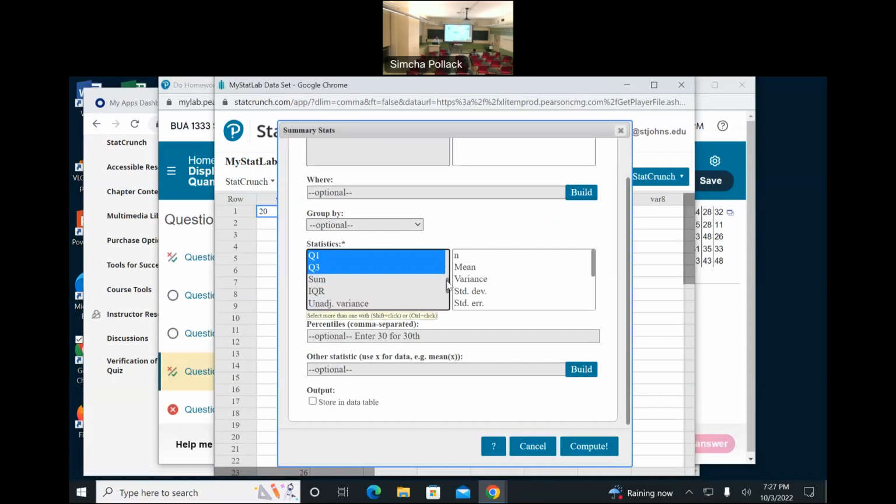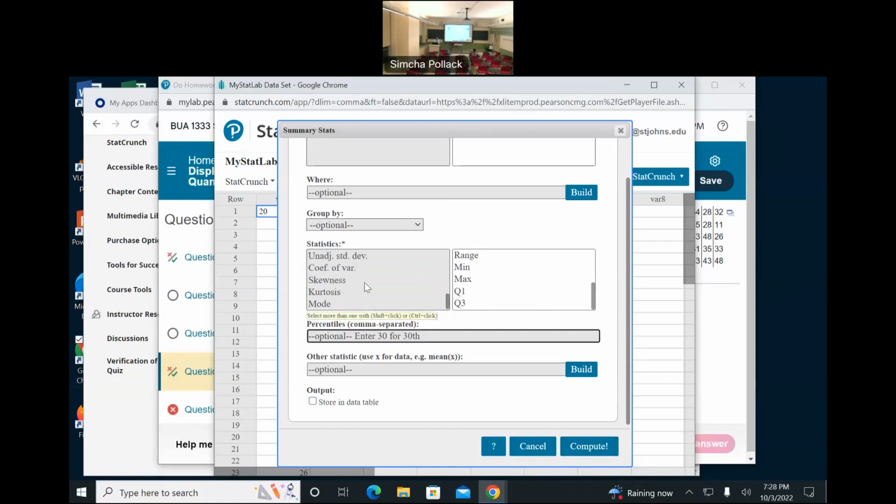Q1 is like the 25th percentile because it breaks it up into quarters. The Q2 would be the 50th percentile, the second quarter, which happens to be the median also, and the Q3 is the 75th percentile. So you can do it by percentiles. You can do it over here by typing in 25, comma 75, or we already have the Q1 and Q3 here because they're defaults. So you hit compute.